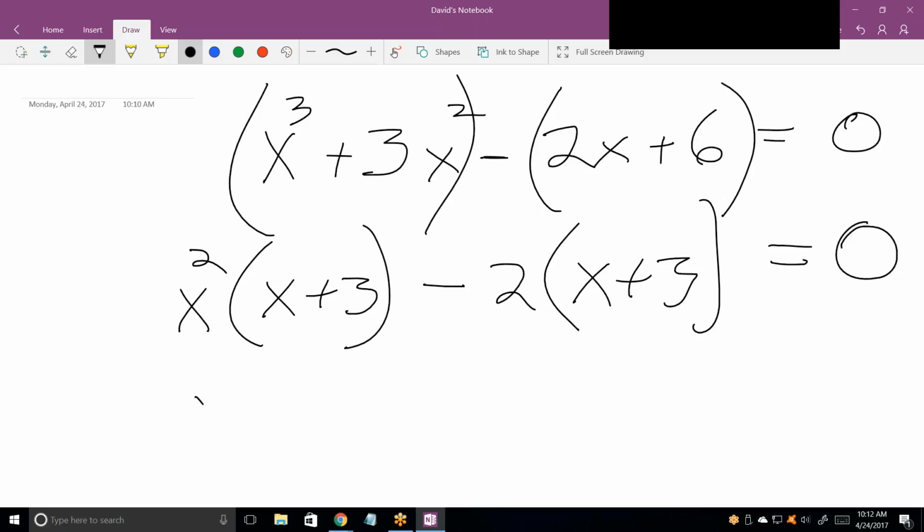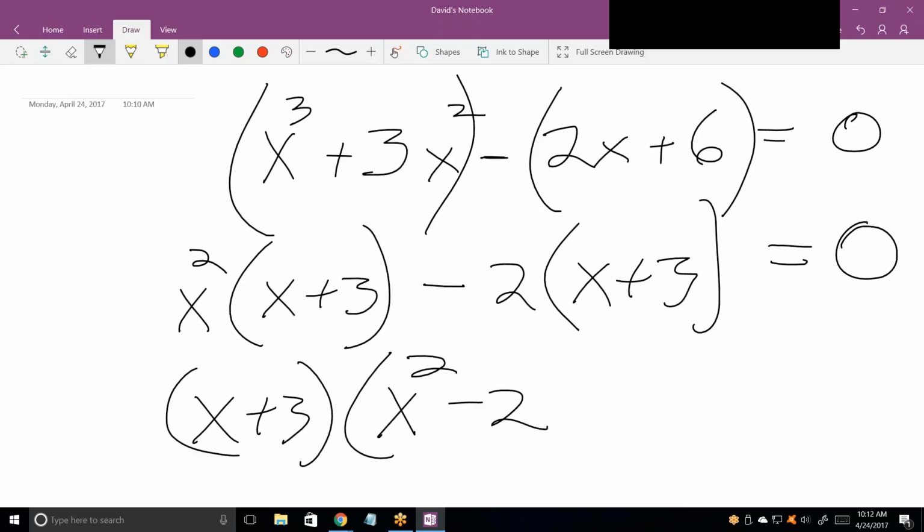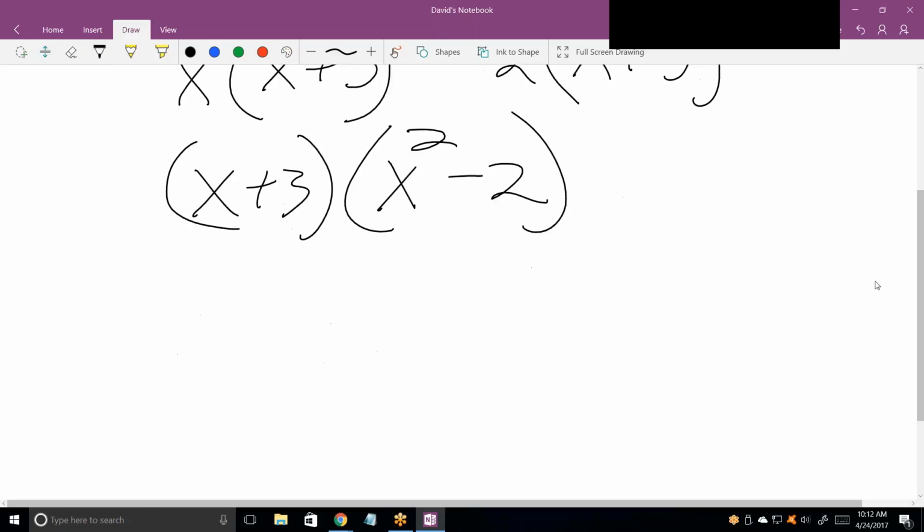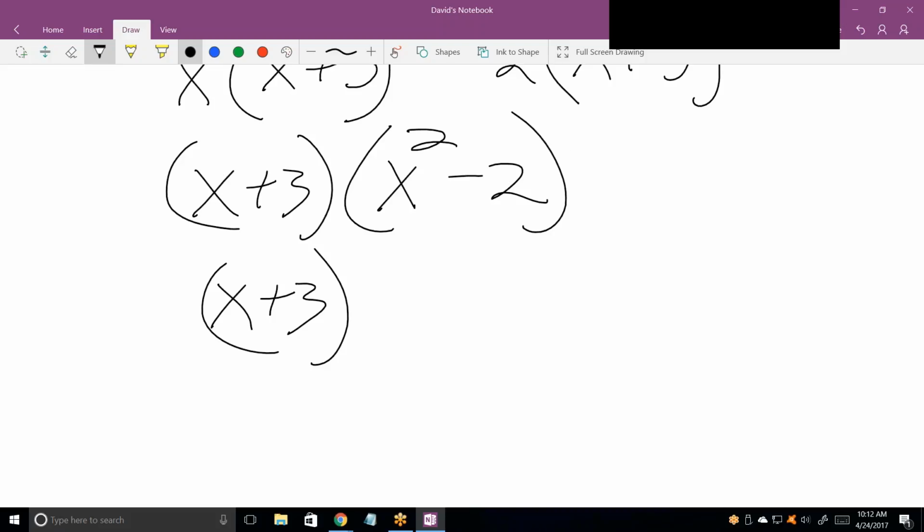Factor out the x plus 3, and now you have the solutions. Almost. Not quite done, because I can factor this. So it becomes x plus 3, and let's talk about factoring that. You've learned difference of perfect squares, right?